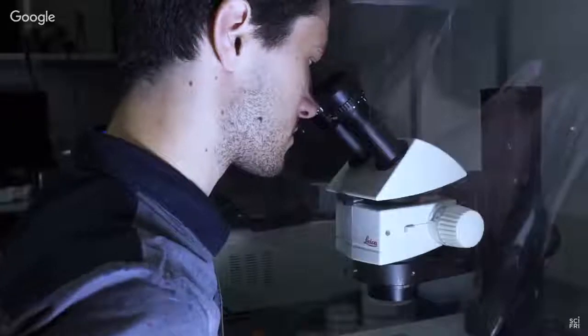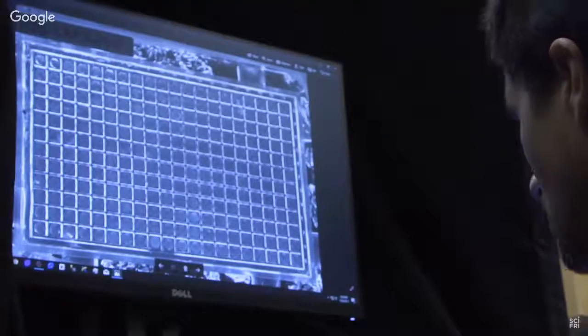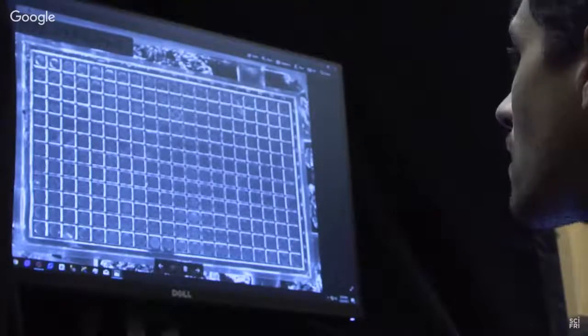We know a lot of genes that affect lifespan and healthspan, but there's 20,000 genes in the worm's genome, which is pretty similar to humans. And for a lot of those genes, we have no idea what those genes do. So the ultimate goal is to understand better the aging process.